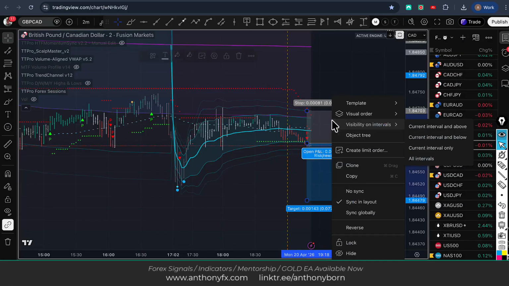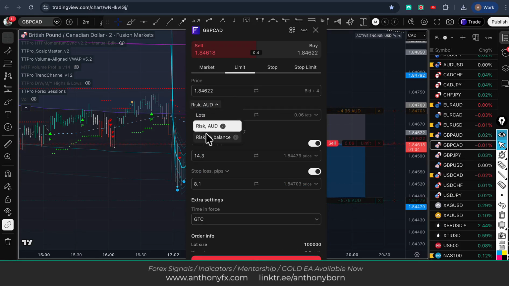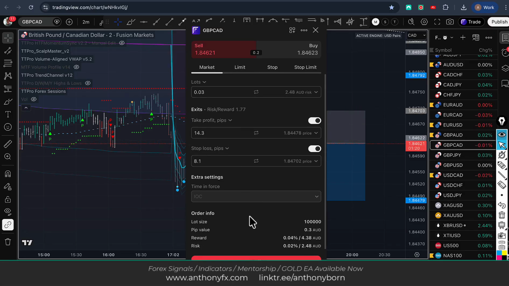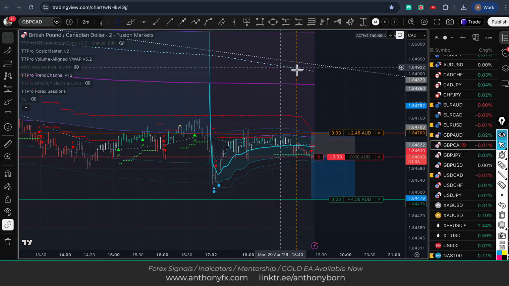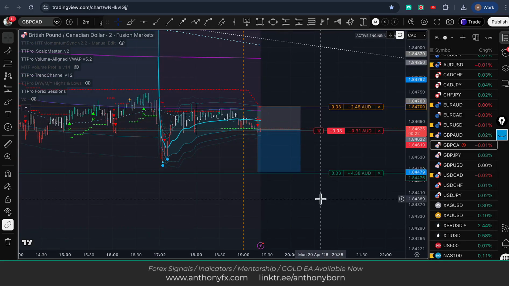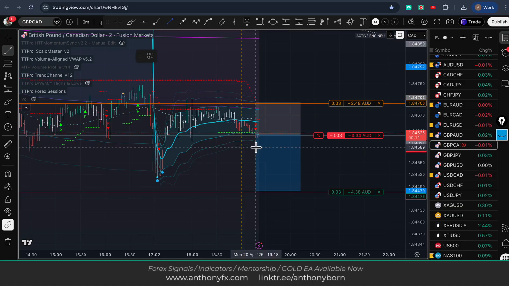Fusion Markets. I'm going to go in with a small position size. Okay, I'm going to go in with 0.03 lots, just while we are testing the waters. $3 risk. Okay, let's try that. So we've got the P. That's trending down. All right, and if it gains a little bit of ground, we'll move the stop loss to break even very quickly. See what else we've got.